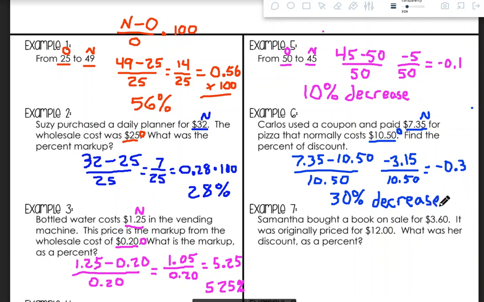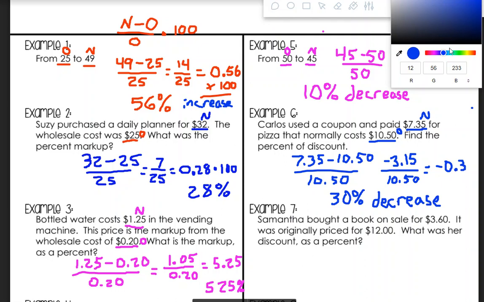All these ones on the left that we did, these were all positive, right? So these are all increase. So I could write 56% increase for these. I forgot to write that. But it's the same thing. 56% increase, right? This would be 28% increase. 525% increase, right? When we get a negative, we want to write decrease. Okay, let's do one more.